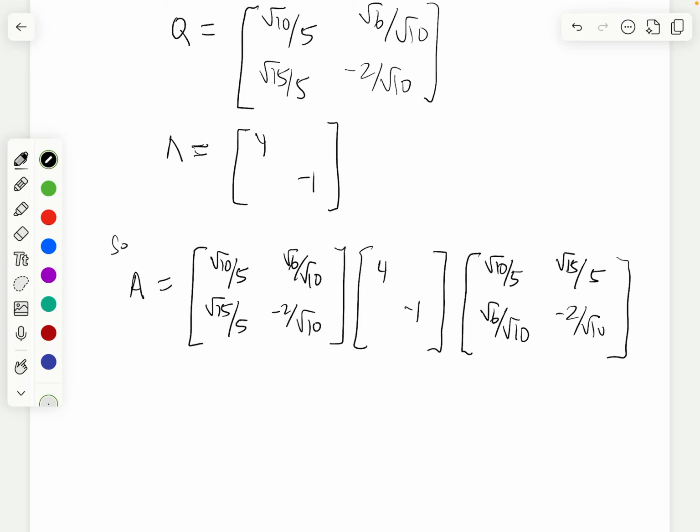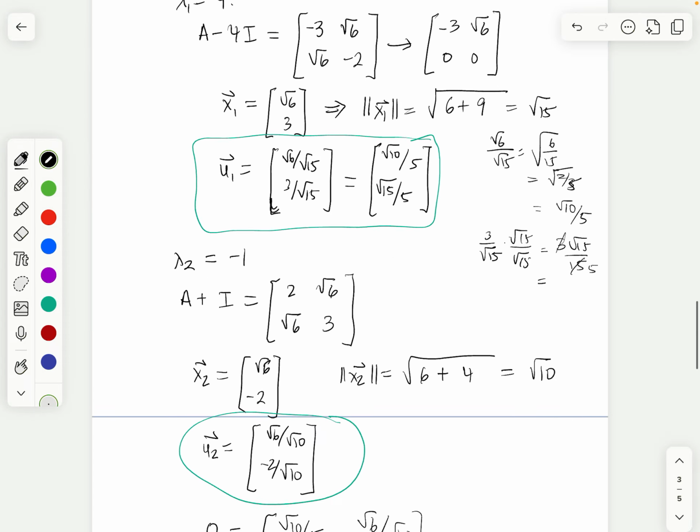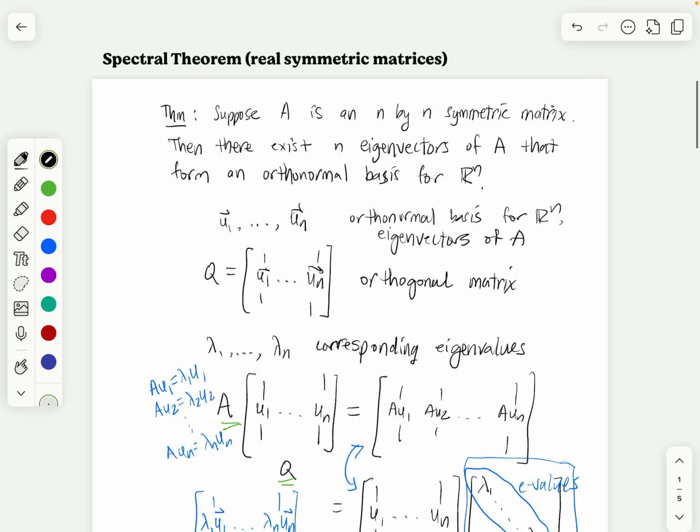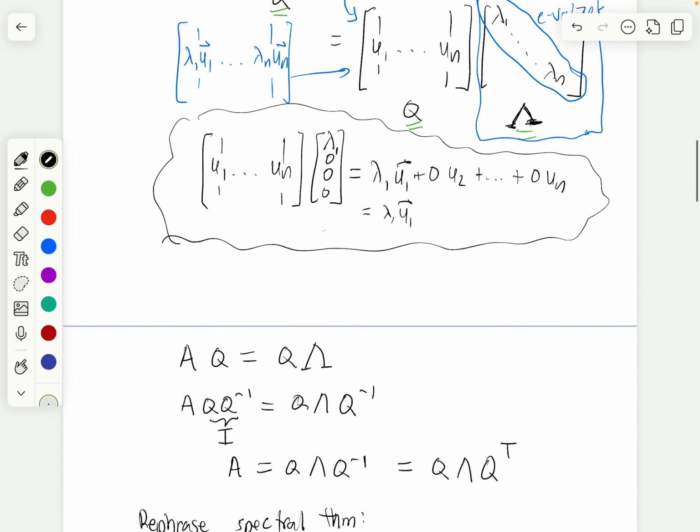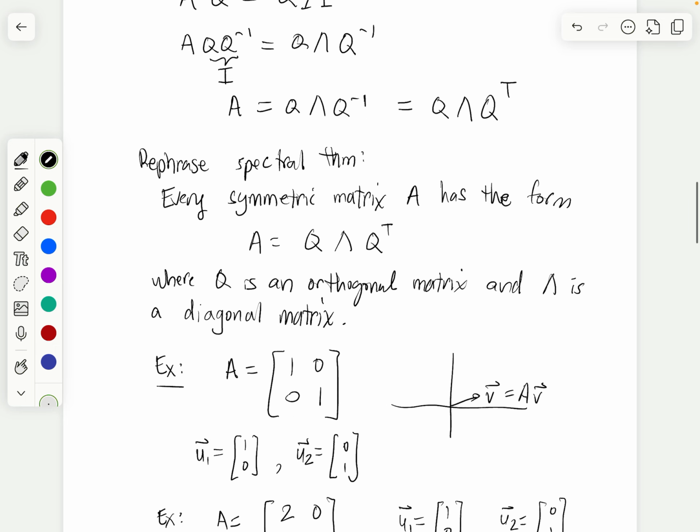All right, that's a long enough video. So let's just review what we did. We stated, we didn't prove, the spectral theorem for real symmetric matrices, which says that for every symmetric matrix, there's a basis for Rn consisting of orthonormal eigenvectors of A. One way to think about it in terms of matrix factorization is that whenever you have a symmetric matrix, it has this form Q lambda Q inverse, or Q lambda Q transpose, where Q is orthogonal and lambda is a diagonal matrix.